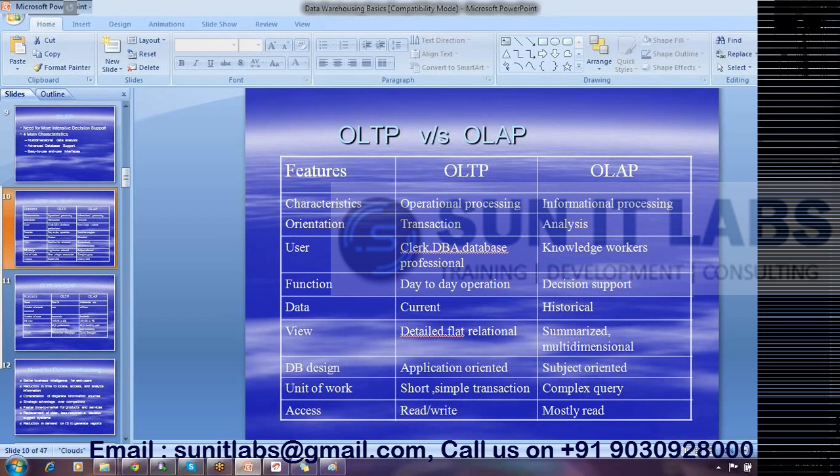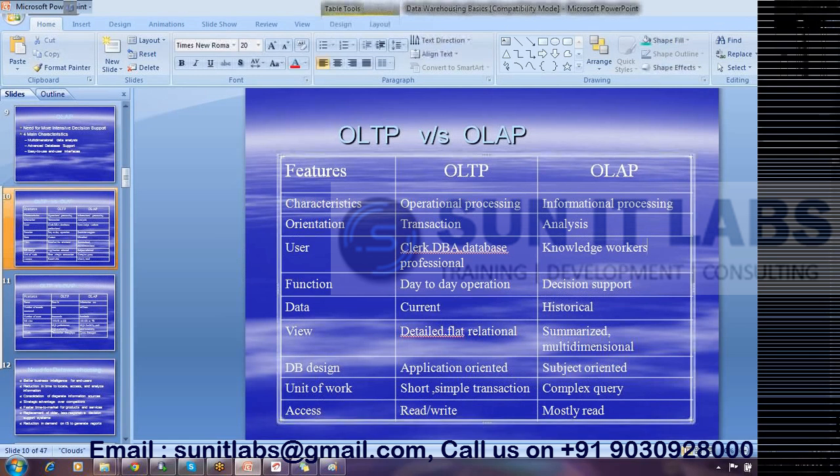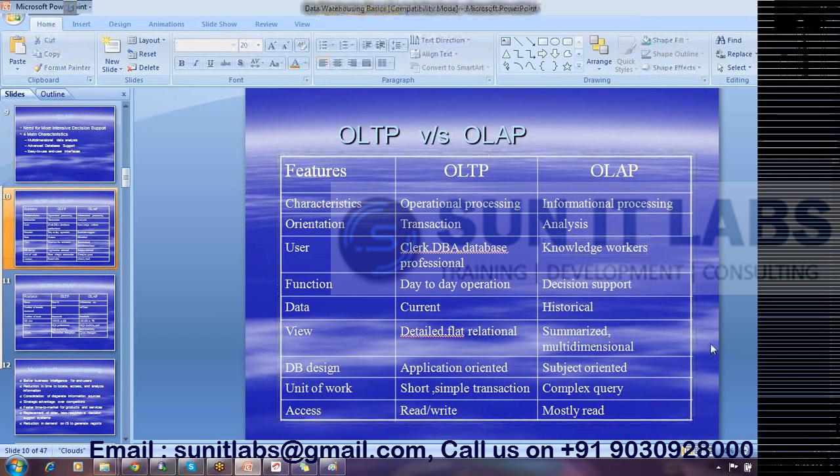When it comes to usage, the OLTP system will be used by customers of the bank. If you want to do internet banking, you are a customer of Citibank, and you do an internet banking transfer using the application. The customer will access it, and when you deposit money in the bank, the application will be used by the bank clerks and database professionals. All those guys will use the OLTP system. But the OLAP will be used by knowledge workers, in the sense, by your CEO, sales managers, branch managers. All these guys will use the OLAP application.